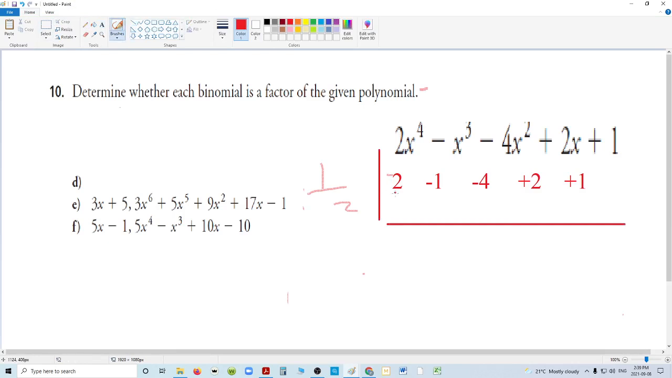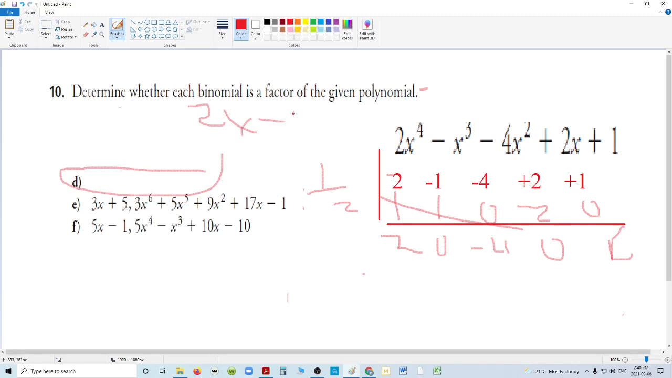Start by bringing down the 2. Half times 2 is 1. When I add these, I get 0. Half times this 0 is 0. When I add them, I get minus 4. Half times the minus 4 is minus 2. When I add them, I get 0. And half times the 0 is 0. When I add these, I get 1. So the answer is no. For D, 2x minus 1 is not a factor of this, because in synthetic division I got a remainder of 1.